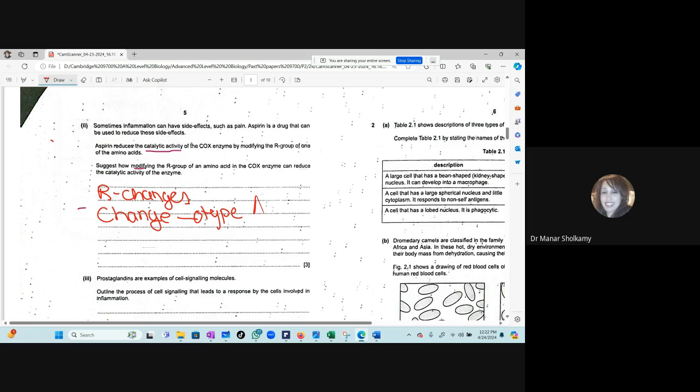amino acid. Very good. So the amino acid will change. So the sequence of amino acids changes. This is going to change the primary structure, secondary structure, tertiary structure. And this is going to change the shape of the active site.